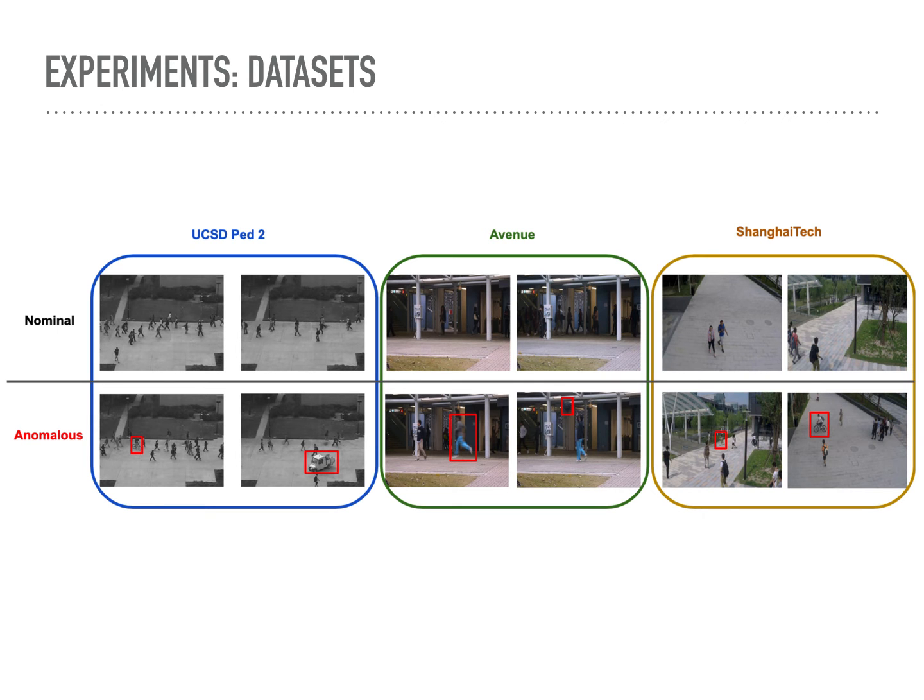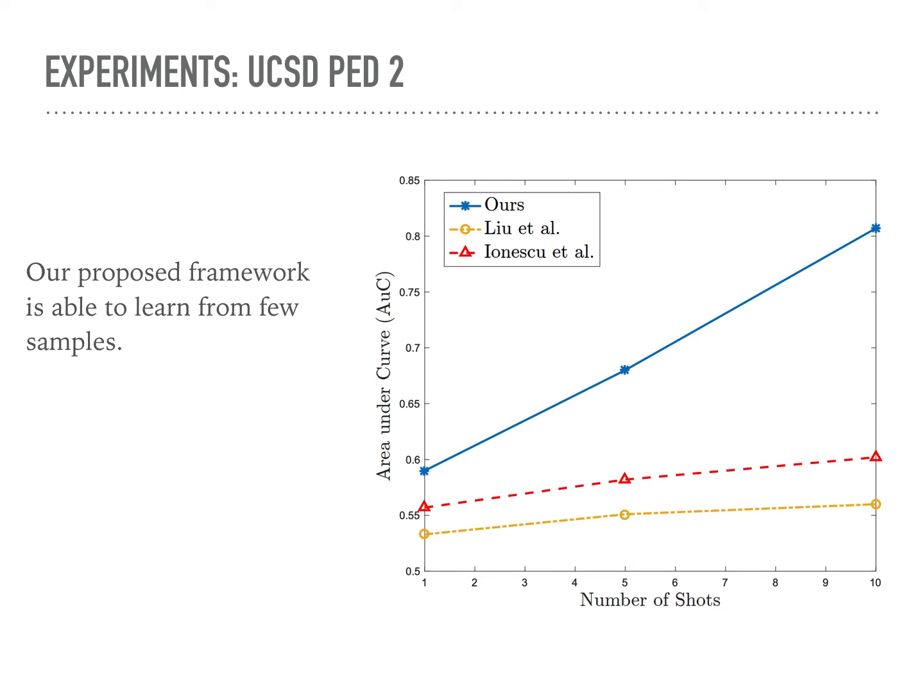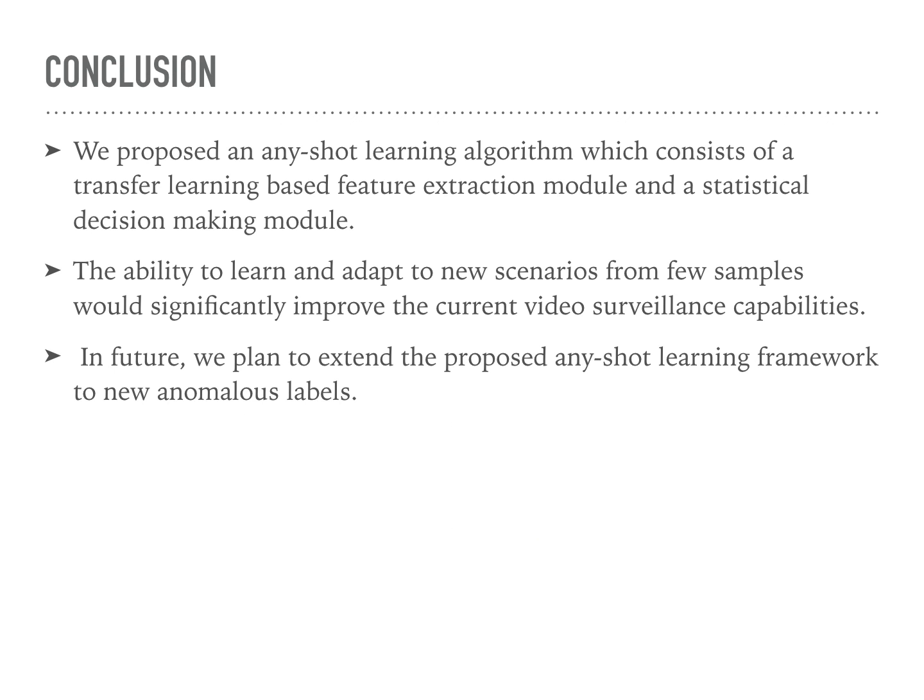We test our proposed approach on benchmark datasets such as the UCSD, Avenue and Shanghai Tech, where we surpass the state-of-the-art results. Specifically for the UCSD dataset, we show that our proposed approach is able to learn from few samples and outperform other state-of-the-art methods. AnyShot learning should considerably improve the current video surveillance capabilities.